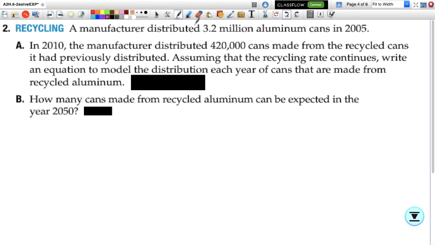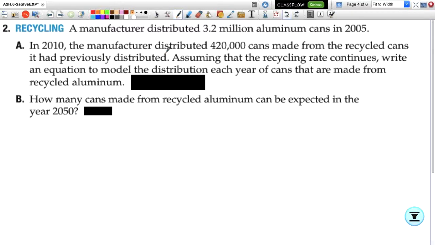A manufacturer distributed 3.2 million aluminum cans in 2005. In 2010, the manufacturer distributed this many cans made from recycled cans that it had previously distributed. Assuming that the recycling rate continues, okay, so they're saying that the rate's going to continue. Write an equation to model the situation, model the distribution each year of the cans that are made from recycled aluminum. How many cans can be made or expected to be made in the year 2050, okay?